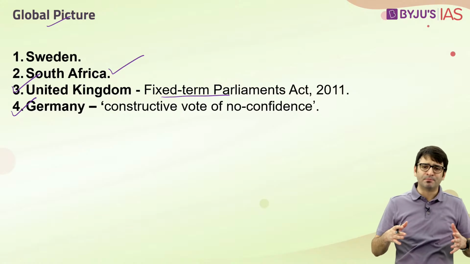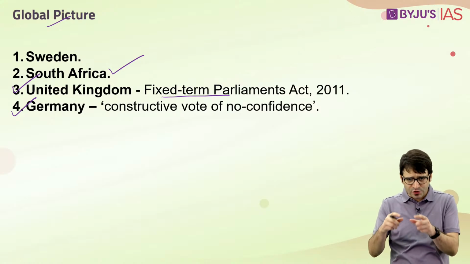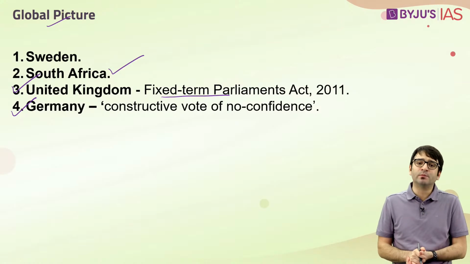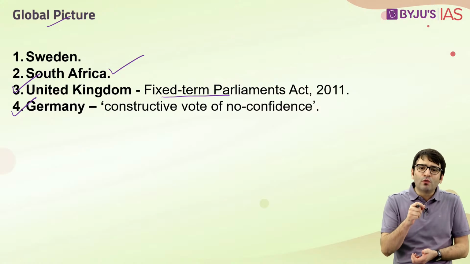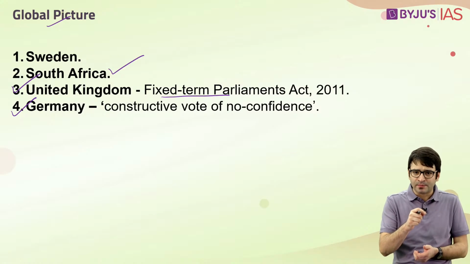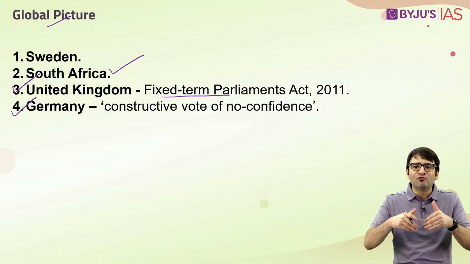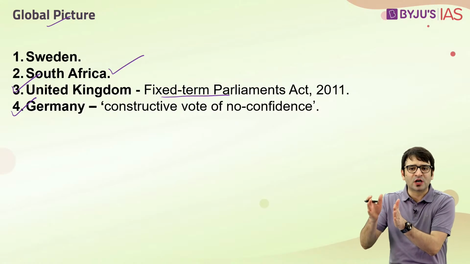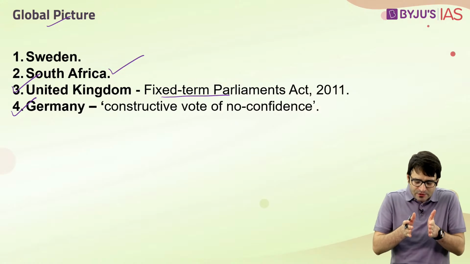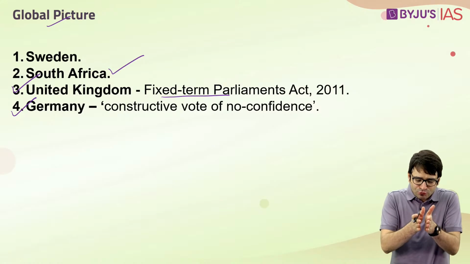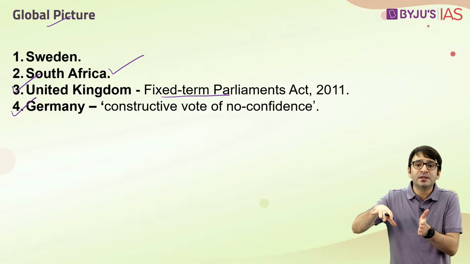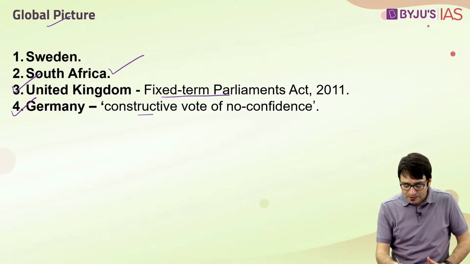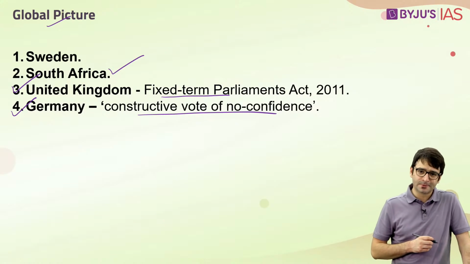Apart from that, look at Germany. In Germany, for example, the Bundestag, which is the lower house of the German parliament, cannot issue a vote of no confidence against the chancellor alone. So if there has to be a vote of no confidence, it should be issued together with a vote of confidence as well. That is what we call a constructive vote of no confidence.